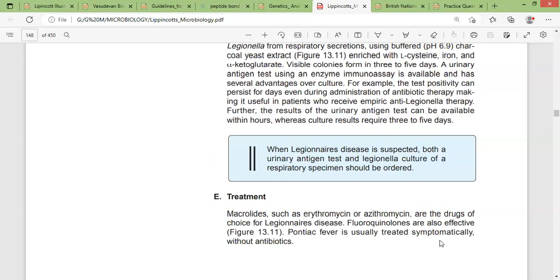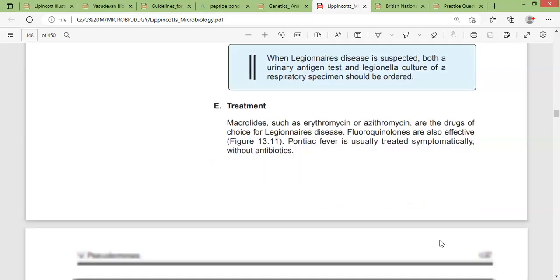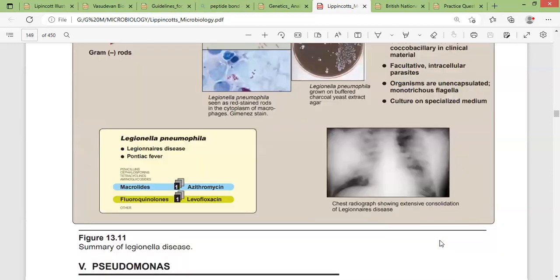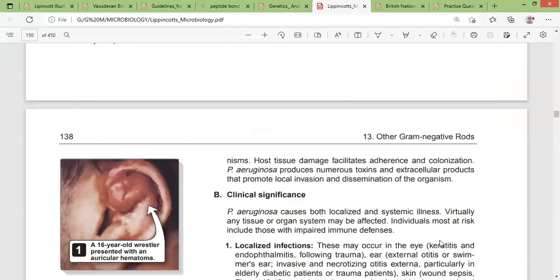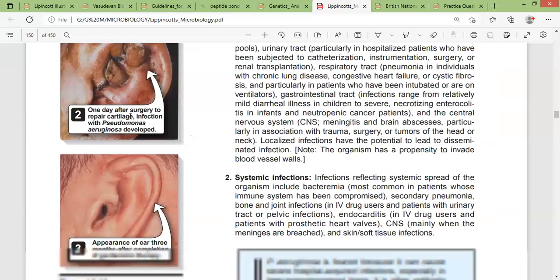Finally, Pseudomonas. Pseudomonas is in the list because we know nosocomial infections. So it's one thing that can be tested. Nosocomial infection, we also know its rate of resistance. That's why we're covering it.